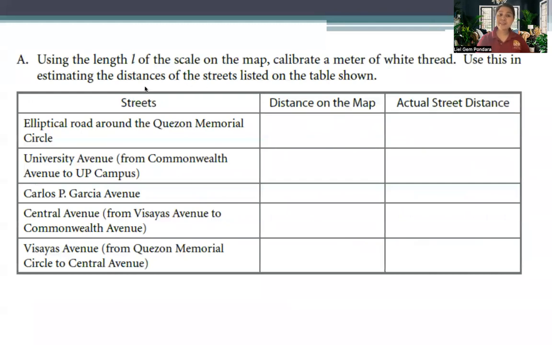Here, using the length of the scale of the map, calibrate a meter of white thread. Use this in estimating the distances of the streets listed on the table shown. So for example, you will measure the distance of the elliptical road around the Quezon Memorial Circle. You need to have a white thread, measure it around, and after measuring it around, you need to check using your scale.